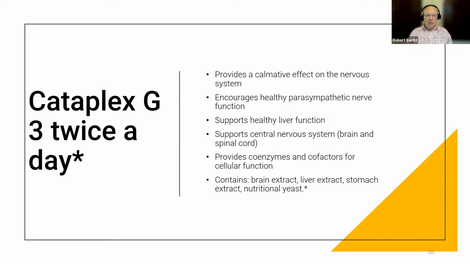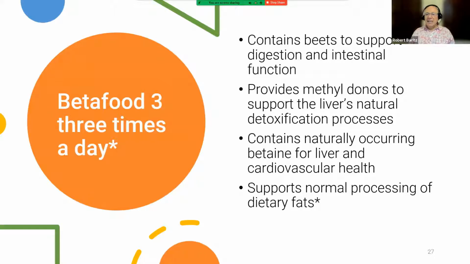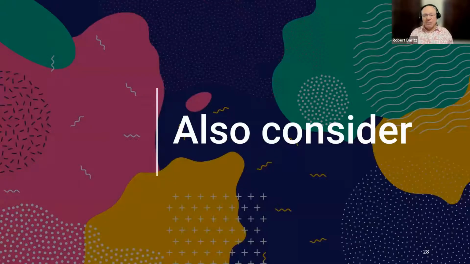Okay, Beta Food, 3 times a day, contains beets, which support digestion, provides a methyl donor for liver detoxification, contains betaine, which is great for liver and cardiovascular health, and supports the normal processing of dietary fats, and it's fats that make you full. So if you eat fats, you feel full, but if you digest fats, you really can feel full. So that's the basic program, no more, no less.